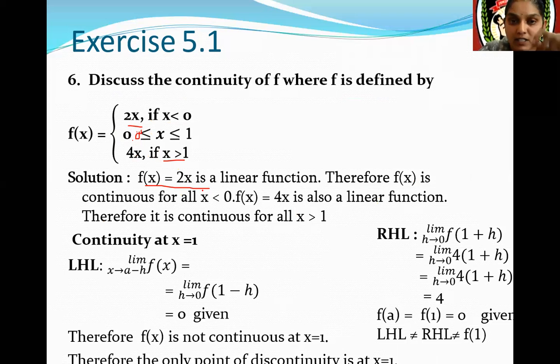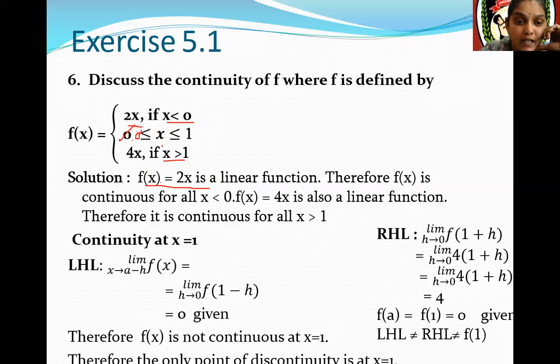Since a linear function is also a polynomial of degree 1, I can say f of x is 2x, which is a linear function. It is continuous for all values of x less than 0. If x is lying between 0 and 1, I have the constant function, it's attaining 0, and every constant function is continuous. So our function is continuous when x is strictly lying between 0 and 1.